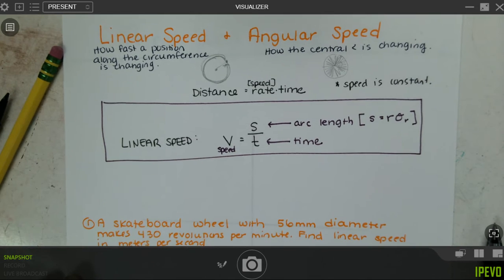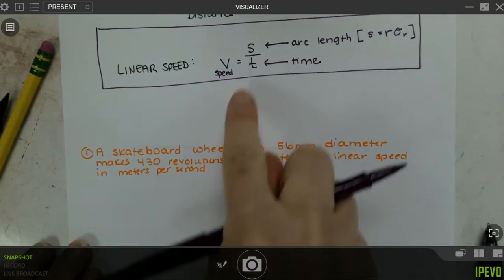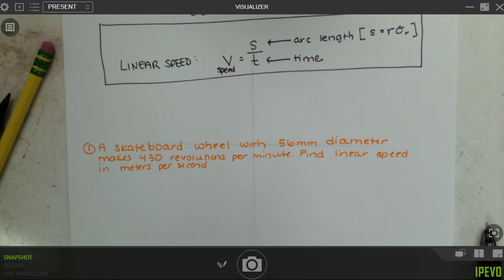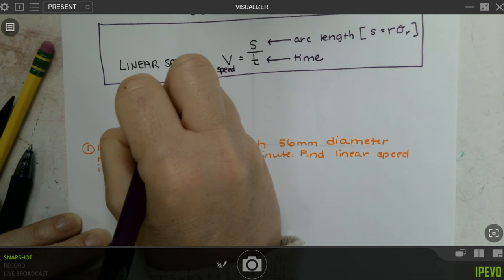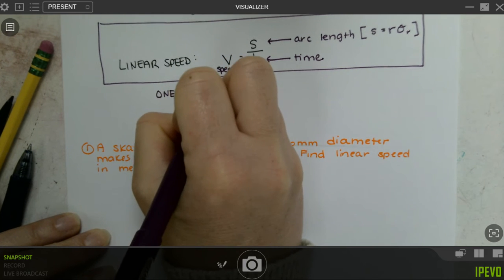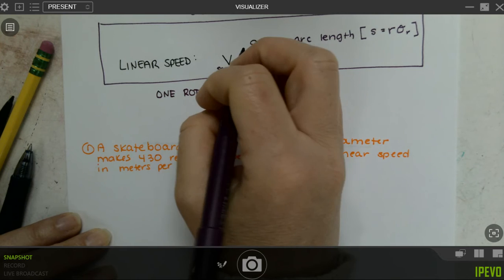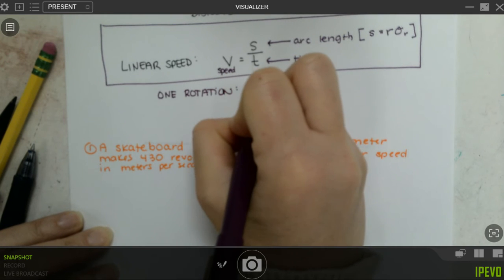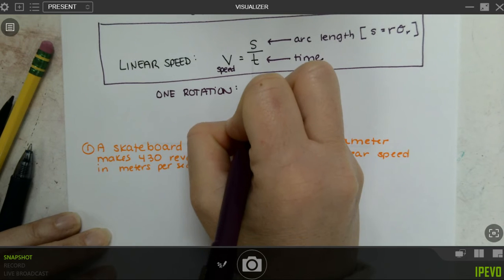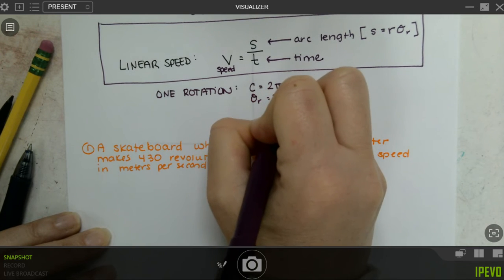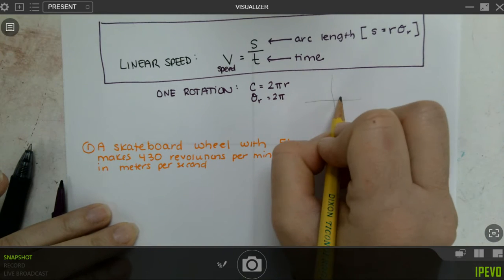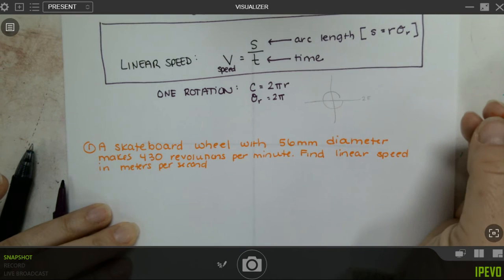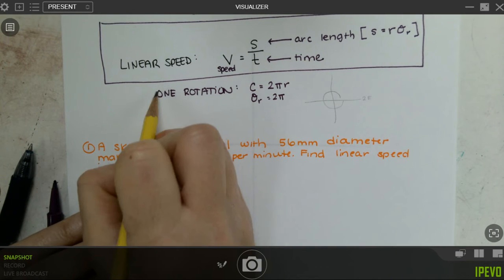The problem with these problems isn't so much the formula, but the conversion and how to get to the point that we're ready to use the formula. Some other things you might want to remember is that one rotation around a circle covers a circumference of 2 pi r and has 2 pi radians. You can picture that on our little coordinate plane. If we went all the way around, the angle would be 2 pi. Remember this because we're going to use it.